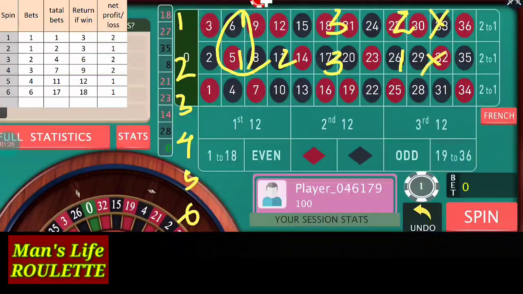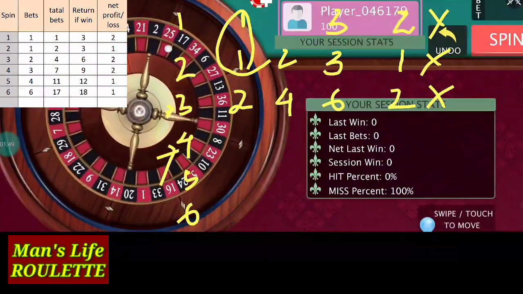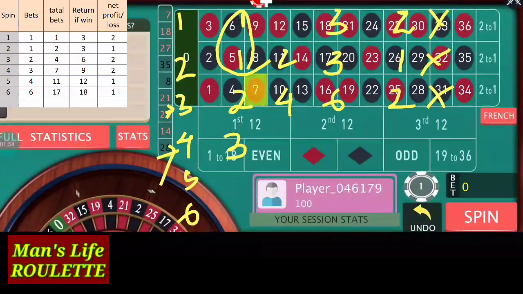Suppose you lose this spin also, then you have to play the third spin where you will put $2, and the total bets will be $4, and if you win then you will get back $6, so your profit will be $2. Again, if you lose this spin also, then you play the fourth spin where you put $3 at any of the dozens, then the total bets will be $7, and if you win you will get back $9, so your profit will again be $2.